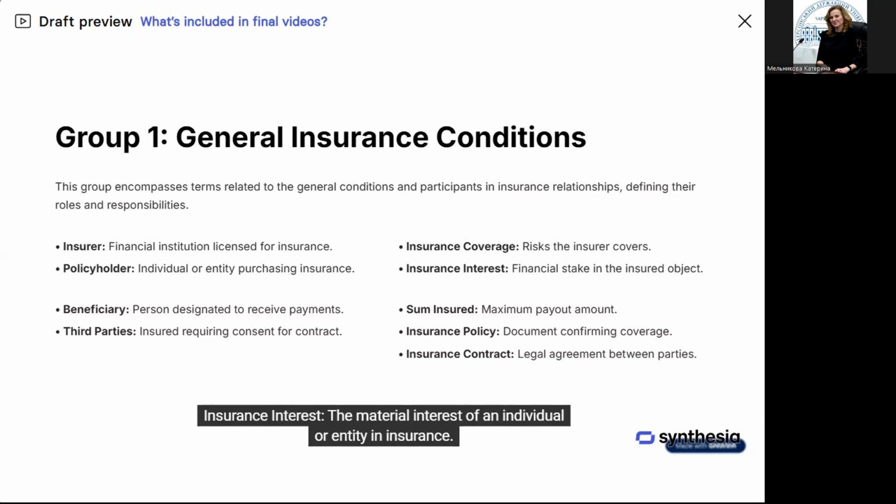Insurance interest. The material interest of an individual or entity in insurance. Sum insured. The monetary amount the insurer is obligated to pay upon an insured event. Insurance policy. A standard document issued by the insurer confirming the insurance contract and its terms, issued after payment of a premium. Insurance contract. A legal agreement regulating mutual obligations of the insurer and policyholder according to the terms of the insurance type.